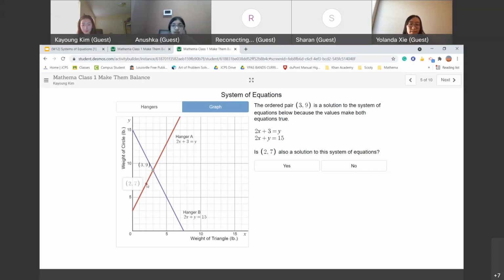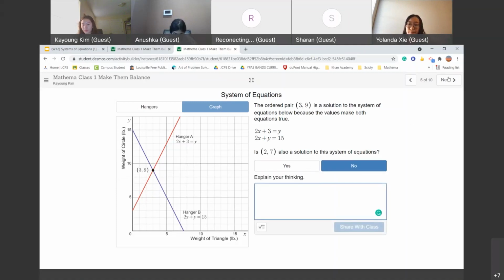It is true for one of the equations, 2x plus 3 equals y, but it's not true for the other equation. So it's not a solution to the system of equations. Yeah, exactly. Colin proved that it doesn't match up for 2x plus y equals 15.